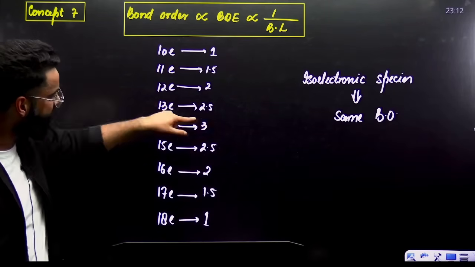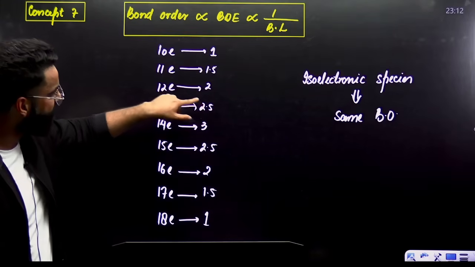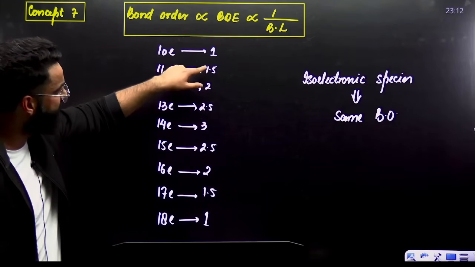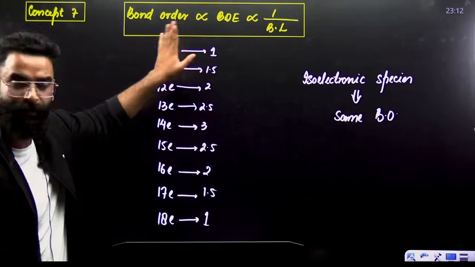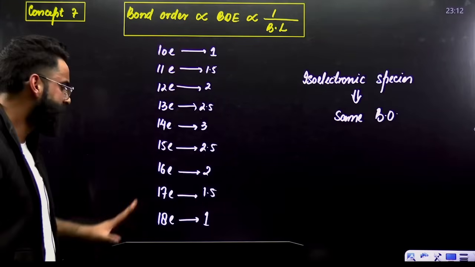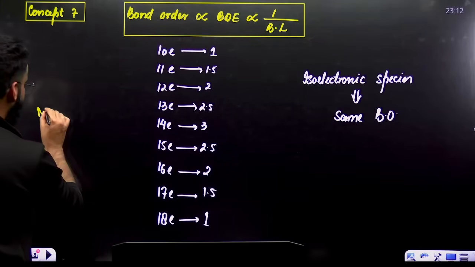Similarly, 13 electron species, again reduced by 0.5. 12 electron species, reduced by 0.5. 11 electron species, reduced by 0.5. 10 electron species, reduced by 0.5. Perfect. For example, let's say they are asking me what is the bond order of N2 molecule.